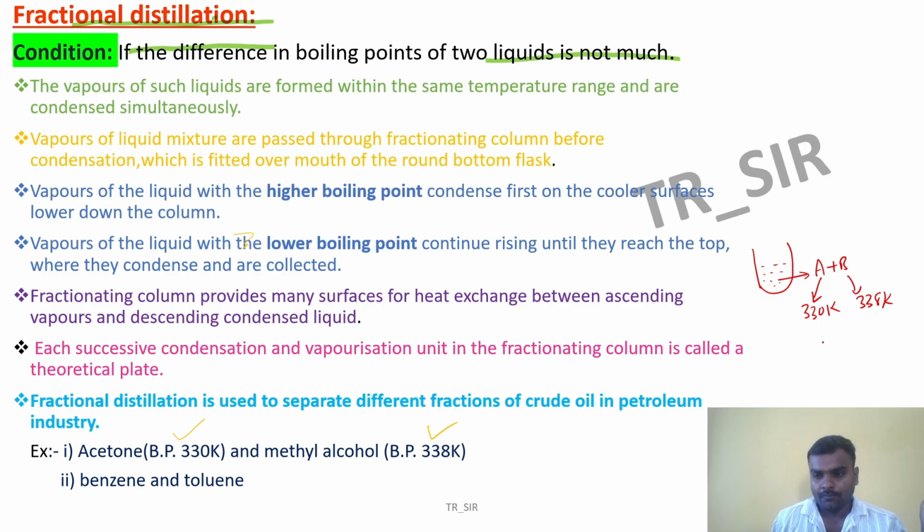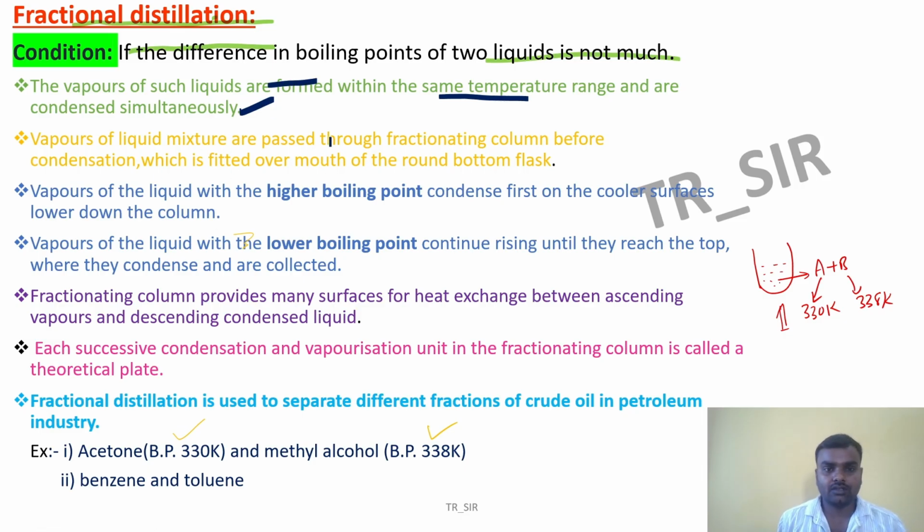Now, whenever we start heating, there is not much difference between the two components. In that case, what happens? We will use the fractionating column. That is the most important word, and you should be aware of it. So we are using a fractionating column in this case. And see here, the vapors of such liquids are formed within the same temperature range or condensed simultaneously. Same or nearly the same temperature range, right?